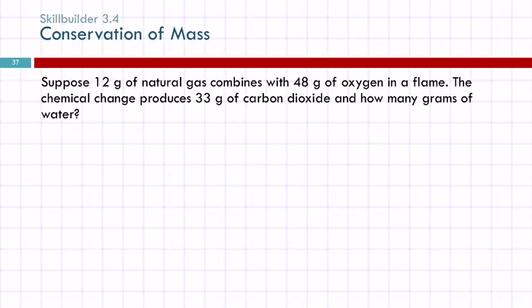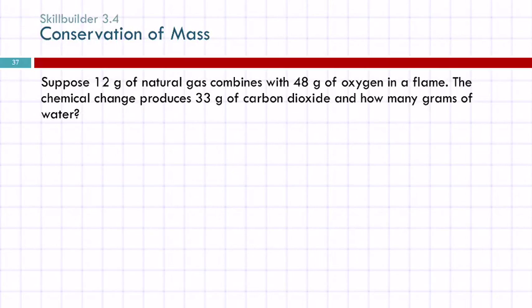These questions with the math about conservation of mass tend to mess with students because they're actually at a very, very simple level, and most students completely overthink them. We're not into stoichiometry yet, okay? We're just at a very, very basic level here. Suppose 12 grams of natural gas combines with 48 grams of oxygen in a flame. The chemical change produces 33 grams of carbon dioxide and how many grams of water?